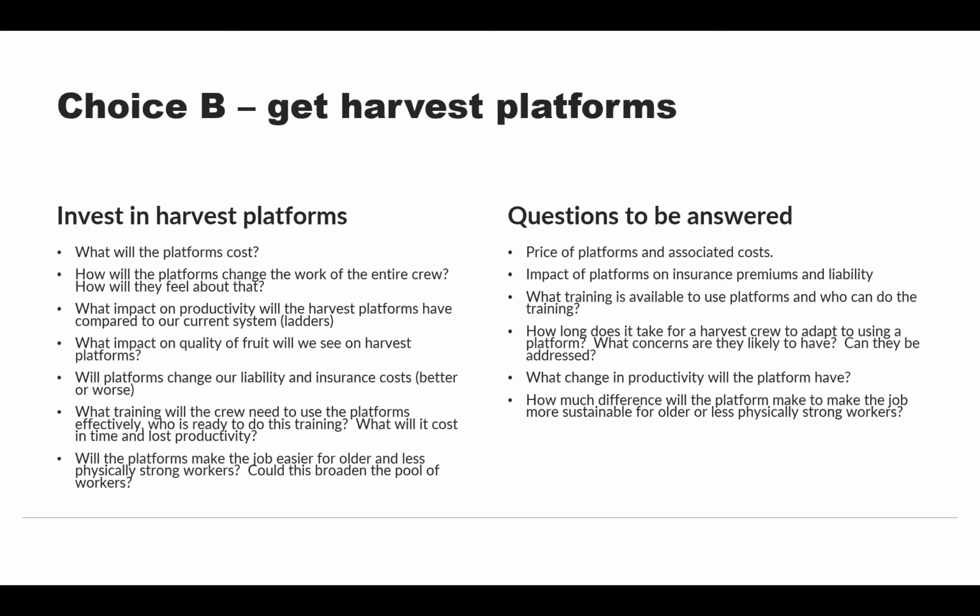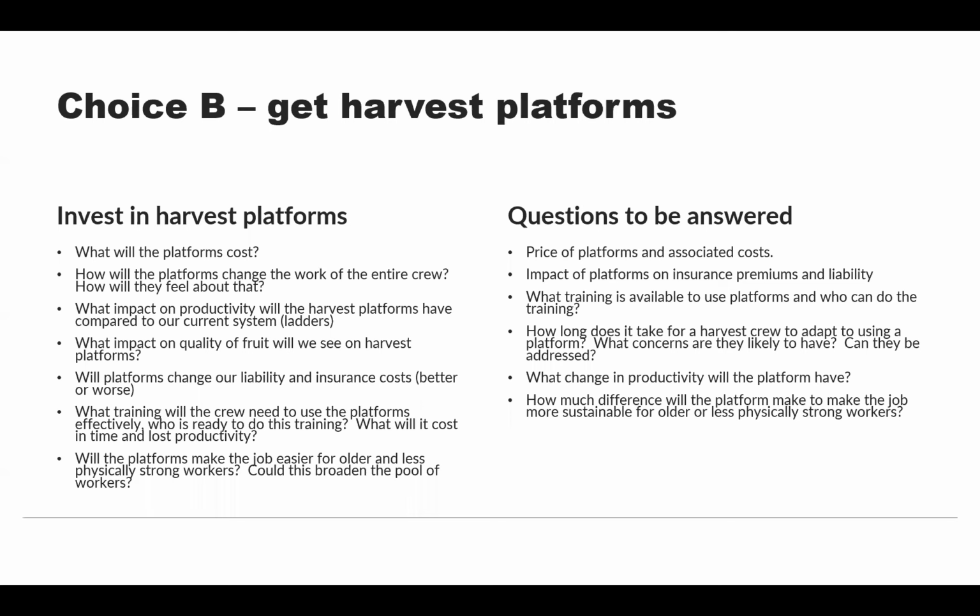So they need to get insurance information in order to evaluate this. What training will the crew need to use the platforms? Who can do that training, and what will it cost in time and lost productivity? Because this is a pretty small farm, and they are concerned that changing to a whole new system could mean that you've got a year where things are not going well. They don't know whether this is going to be a big change or not as big a change. So getting some sense of that, really dialing that down, is important.